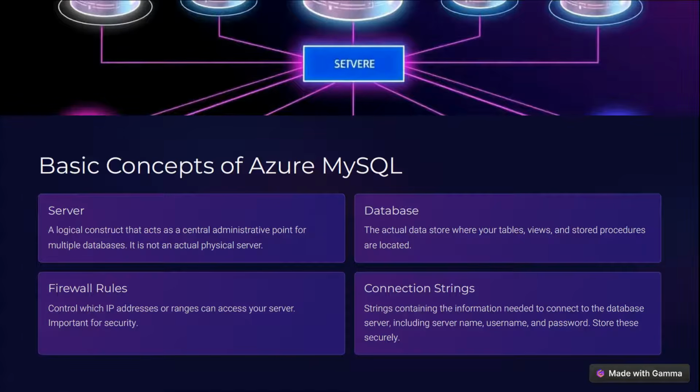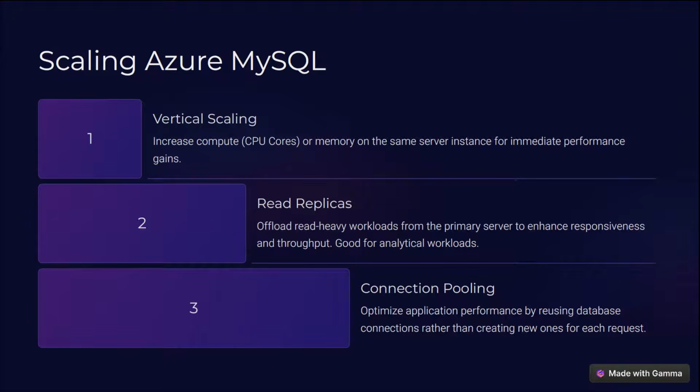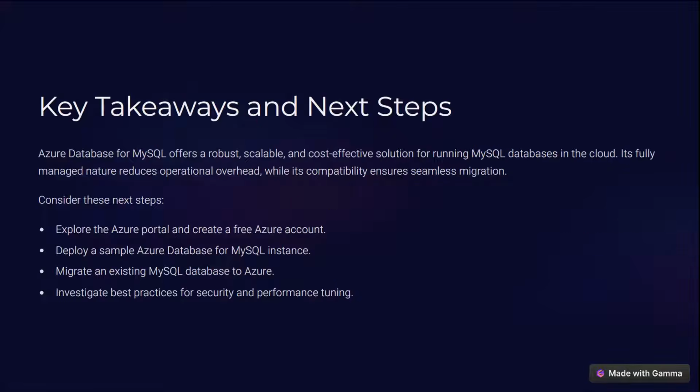So the basic concept of a database server: if we run any database, we need a server. First you create a server, then you create a database, then you import your data. You create a data table, and then you can use it. So there are many concepts. Scaling is the most important part. You can use vertical scaling, and you can use a read replica. So there are many functionalities with the Azure database.